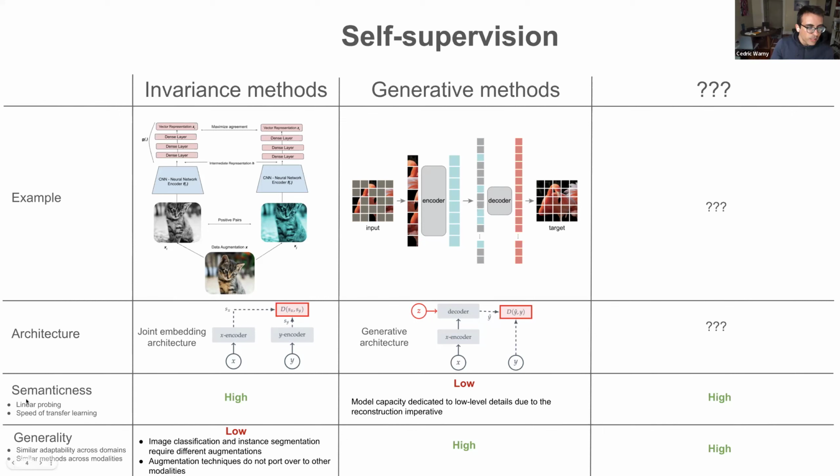All right, the third and fourth rows are sort of criteria to evaluate those two types of methods, the invariance methods and the generative methods. And typically you can assess them in terms of semanticness. It's not a great word, it's not a made-up word. And in terms of generality. What I mean by semanticness is whether the embeddings from those methods are high level or low level. And what does it mean to have a high level representation or low level representation?